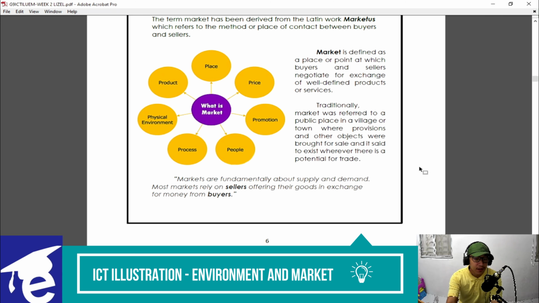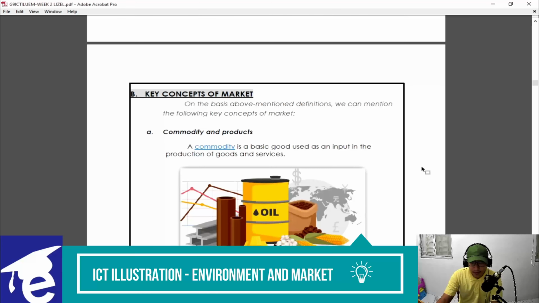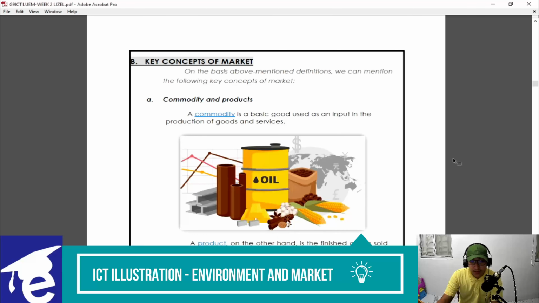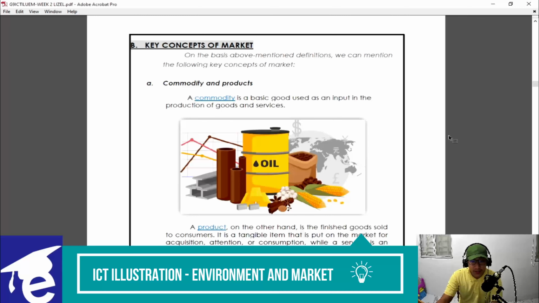If we look closely at the diagram, we have the place, price, promotion, people, process, physical environment, and product. So we have all the P's of marketing. That's what we call the P's of marketing or business. And these P's are really important in considering a marketplace. A marketplace environment and a market is equivalent to a marketplace. So moving on, letter B. What is the concept of a market?